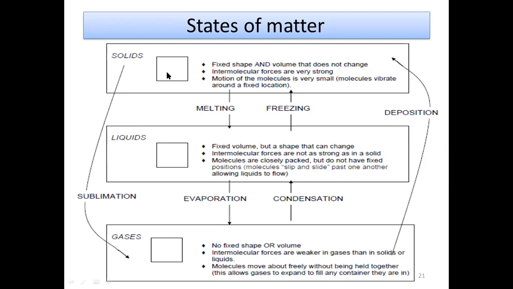Let's suppose you are sitting on a chair. It is a solid, so it must have a fixed shape. It will remain the same, whether it is a chair, a table, or a laptop. All these are solids. That means they must have a fixed shape.